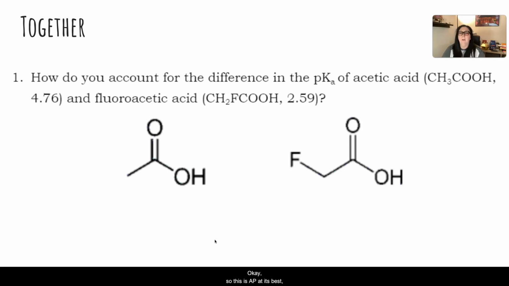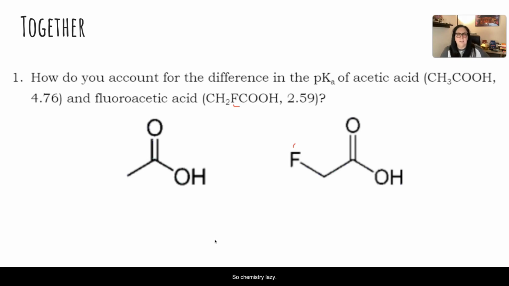Okay, so this is AP at its best, giving you a really organic chemistry drawing of a molecule, not just first year chem. Okay, I'm going to show you what you're looking at, explain it in just a second. So how do you account for the difference in the pKa of the acetic acid, which is the one on the left, and the fluoroacetic acid, which is the one on the right? Okay, now if you were looking at this and you had no idea, how would you know which one was which? Well, you've got the one with the F in it, it's fluoro, and so that's the one with the F. Okay, so first things first, let's talk through what you're seeing.